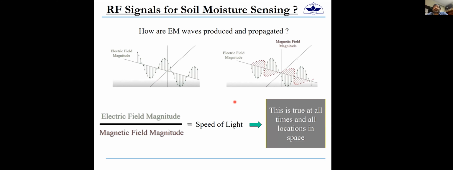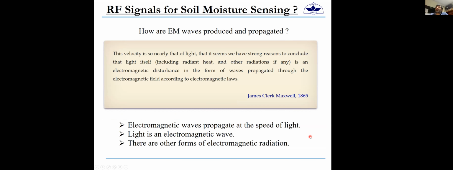So what happened? These are the words of Maxwell, who wrote them down right after he discovered his Maxwell equations. He said that the velocity, meaning this ratio, is so nearly that of light that it seems we have strong reason to conclude that light itself is an electromagnetic wave. And today we know that it is true. Light itself is an electromagnetic wave, and electromagnetic waves propagate at the speed of light.